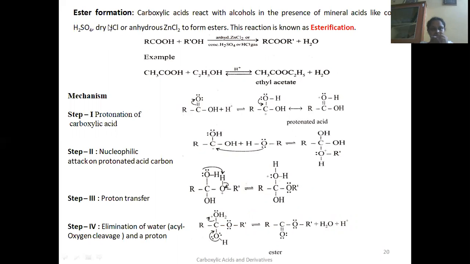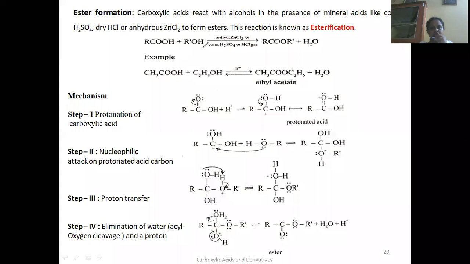Ester formation. What is the ester group? R C double bond O O R. See here, this OH group is replaced with the OR group here. So this is also a reaction which involves the OH group. So the mechanism also we have to discuss here.